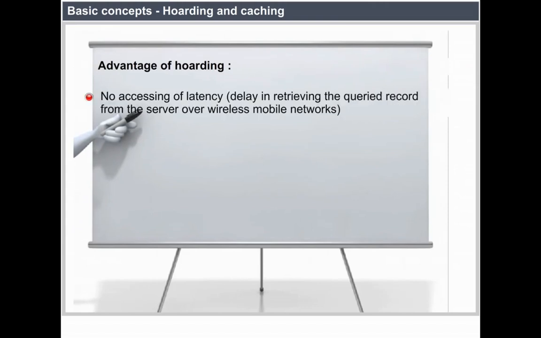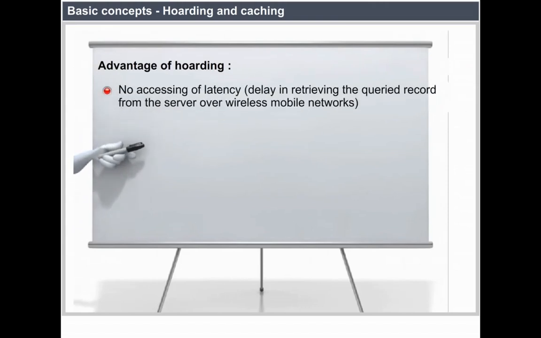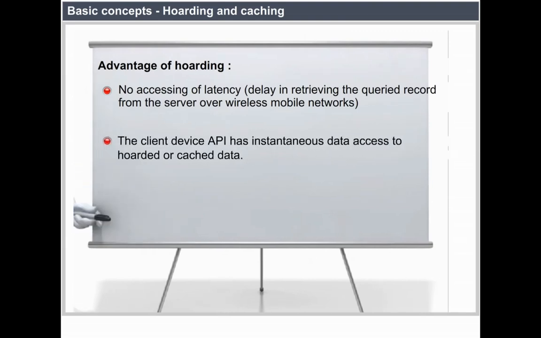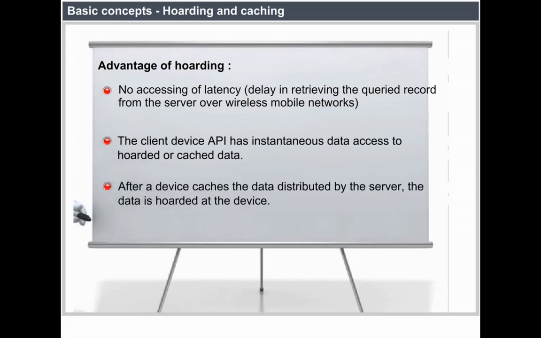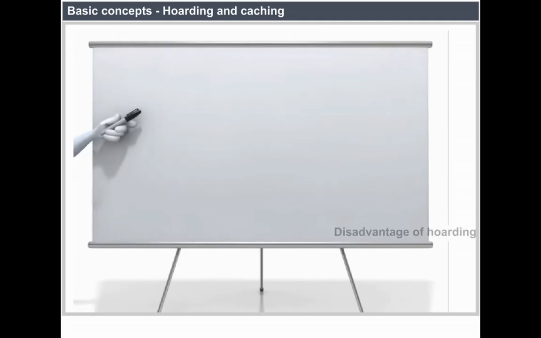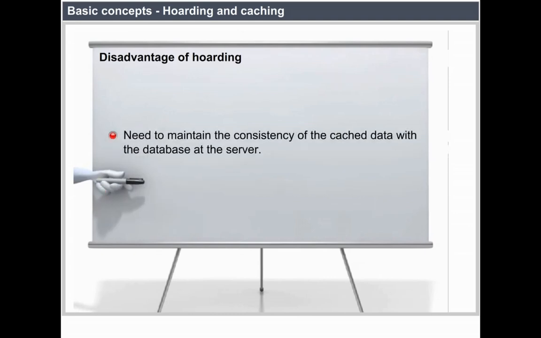Advantage of hoarding: no access latency, that is, no delay in retrieving the queried record from the server over the wireless mobile network. The client device API has instantaneous data access to hoarded or cached data. After a device caches the data distributed by the server, the data is hoarded at the device. Disadvantage of hoarding: need to maintain the consistency of the cached data with the database at the server.